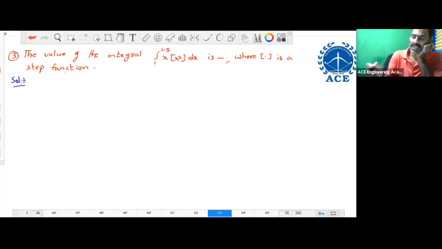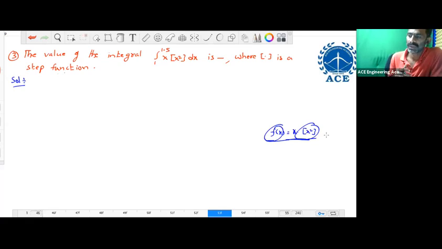Like the previous one, again the function f of x equal to x into step of x square involves the step function. Because of the step function, again we cannot integrate directly. So if you want to integrate this, we should eliminate that step function. If you remove that bracket, then we can integrate after getting the function.